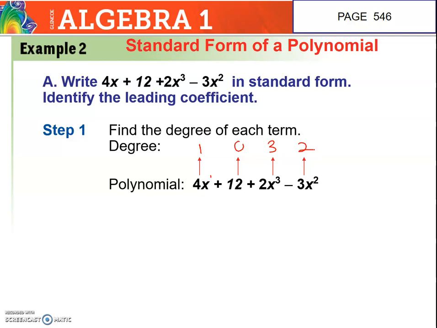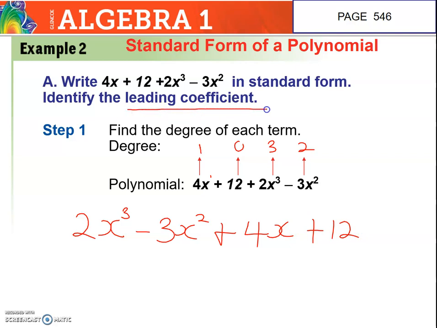So in writing this from the expression with the highest degree, we can say 2x to the power of 3 should be our first, and our second will be negative 3x squared, and our third is plus 4x, and our last is plus 12, and it is written in standard form. Now to write the leading coefficient, I'm going to write it as LC. Now the leading coefficient is the coefficient or the number attached to the term with the highest degree, which is 2. So our leading coefficient is 2.